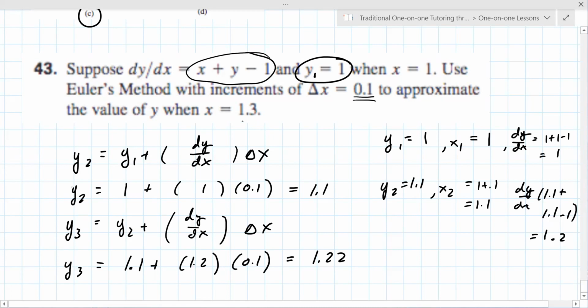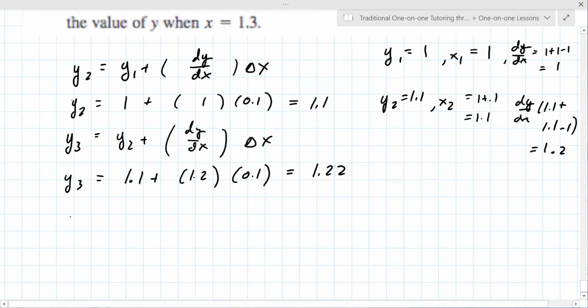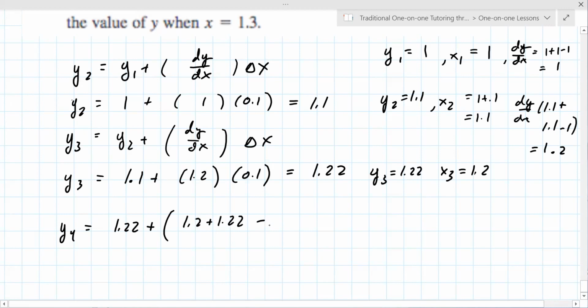Now x is 1.3 at the target, so we're not there yet. x was 1.2. We have to do this a couple more times. Okay, so I'm going to skip ahead. Your y4 is 1.22 plus, now we have to evaluate the derivative with our new x3, which is 1.2. Your y3 is 1.22. So that's x plus y, it's 1.2 plus 1.22 minus 1, times delta x, which is 0.1.